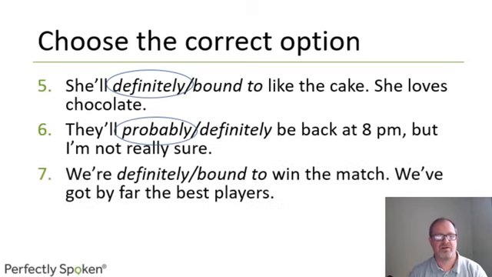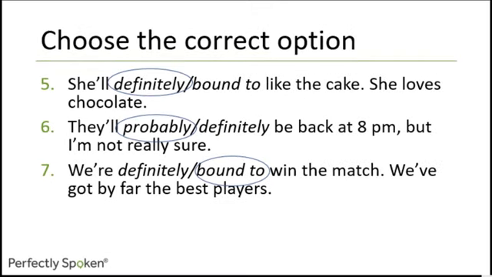Okay, next one. Again, definitely and bound to both mean certainty, but again, we're looking at the form here. So we're definitely to win the match, or we'll definitely win the match, or we are bound to win the match. We've got by far the best players. Which do you think it is? Well, we are, followed by an infinitive. We expect the adjective here. We're bound to win the match. We've got by far the best players.